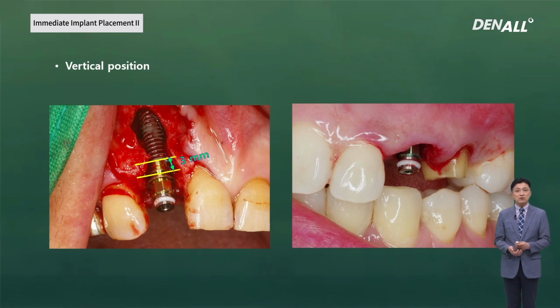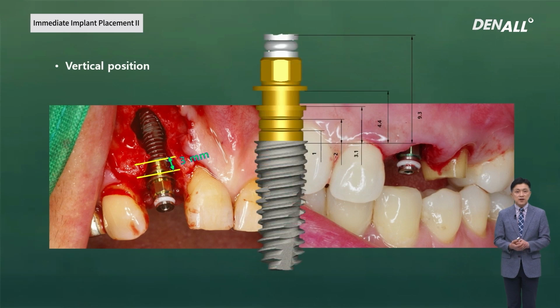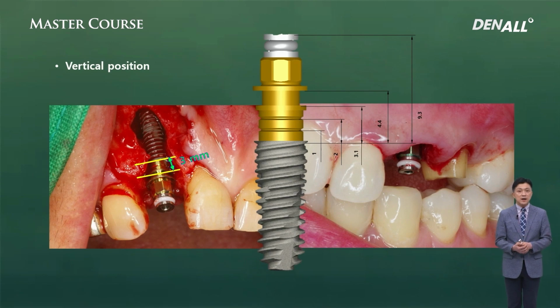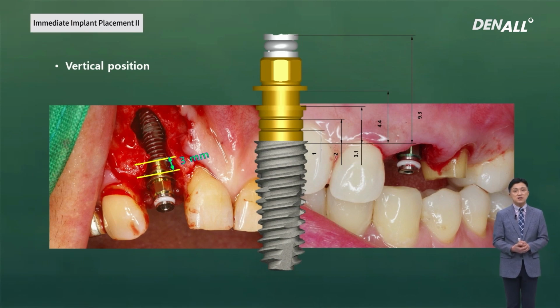However, if you do flapless immediate implant placement, how can we adjust it? In the case of Austin, there is a pre-mount implant. You use the length of the pre-mount implant to determine the vertical position of the implant. As you can see, up to the point where a mount driver is connected, the length is approximately 4 millimeters. You need to utilize this to place the implant deeper, so 3 millimeters to get a stable vertical position.